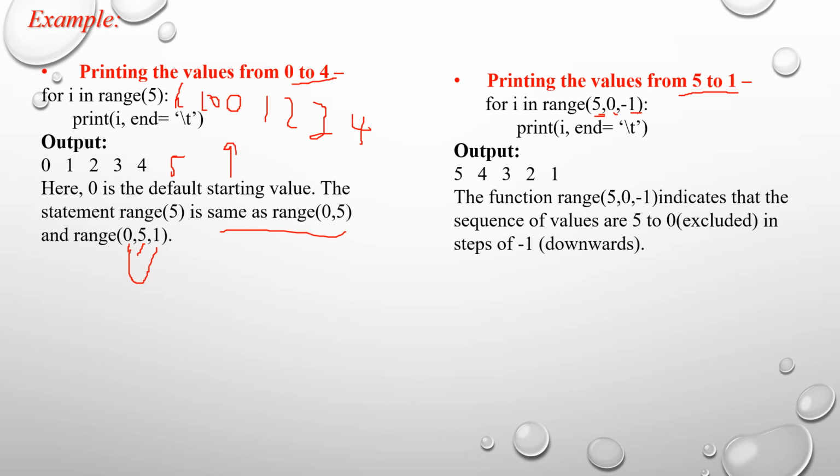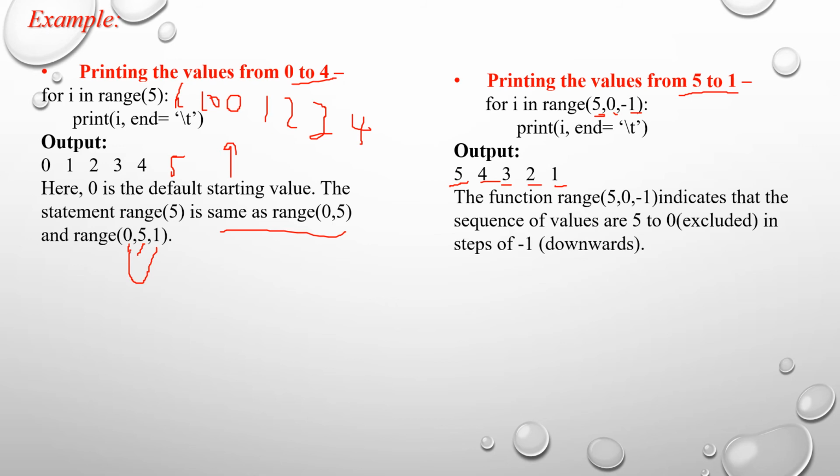If the default step size is 1, it increments the values. Here we have to decrement the values, so that's why we assign the step size as -1. After that we are going to print i. In the first iteration, the interpreter prints 5, the next value is 4, the next one is 3, the next is 2 and the next is 1.